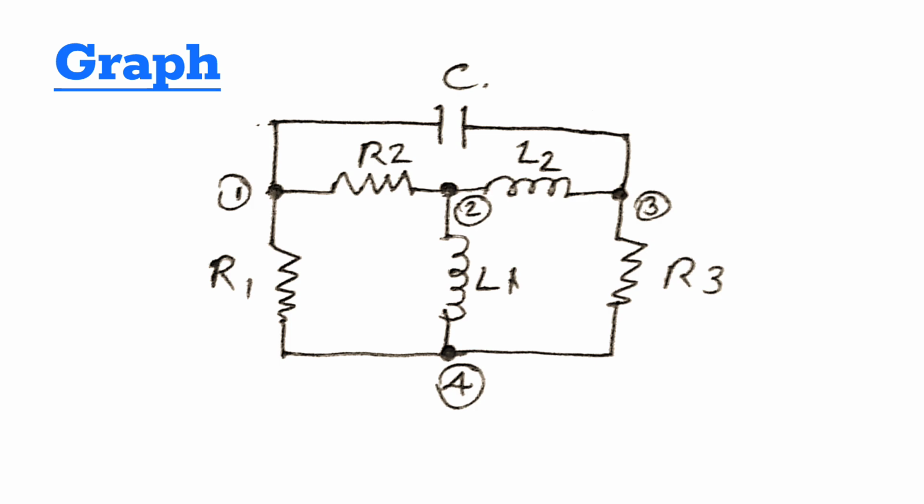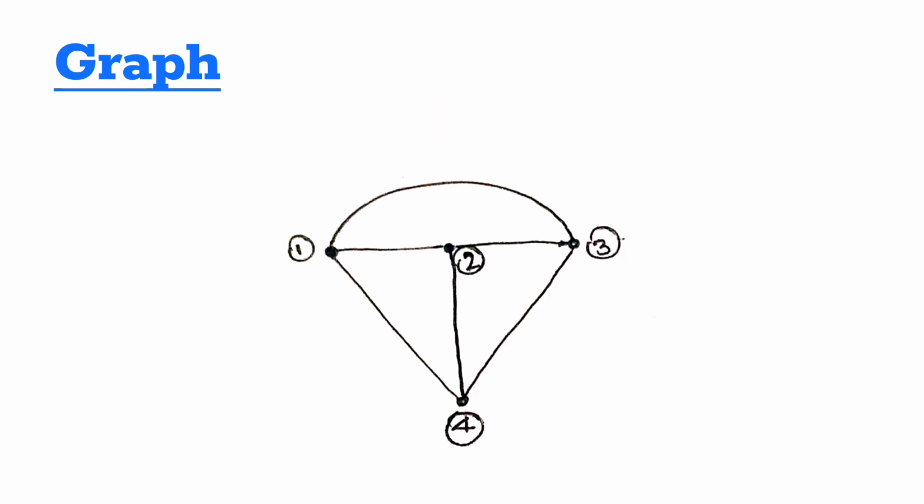Okay, now let us learn how to draw the graph of the given network. In the given network there are 4 nodes. Just mark 4 nodes as 4 points. Then start joining as R1, R2, R3 and L1, L2. Therefore the graph can be drawn for the given network like this. Okay, then comes the terminologies.